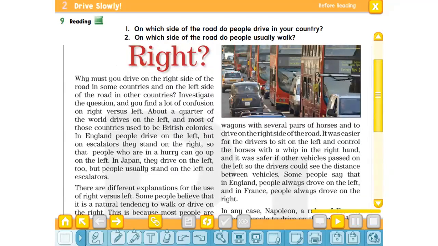Why must you drive on the right side of the road in some countries and on the left side of the road in other countries?